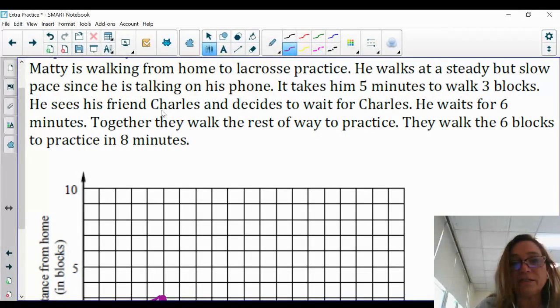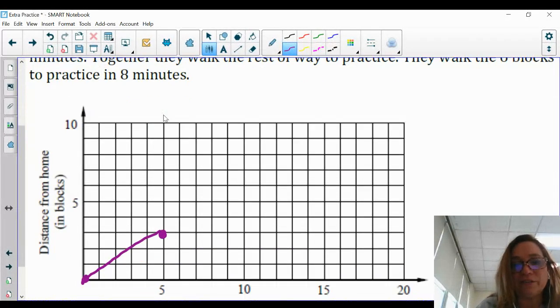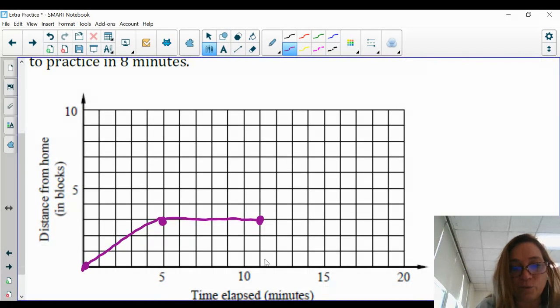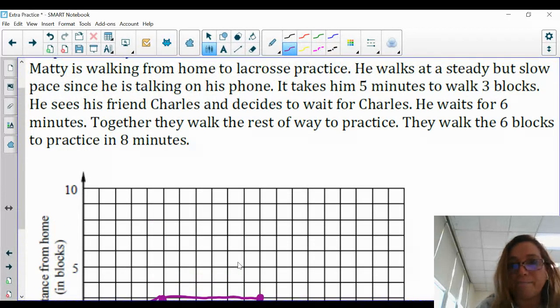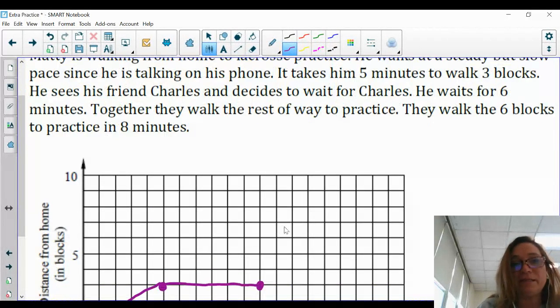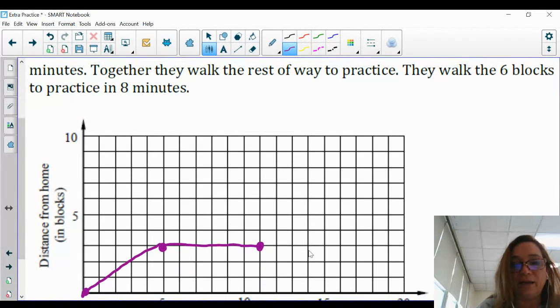He sees his friend Charles and he decides to wait for Charles, and he waits for 6 minutes. 1 minute, 2 minutes, 3 minutes, 4 minutes, 5 minutes, 6 minutes. And let me just double check that that goes to 11, and it does, because 5 plus 6 is 11. Okay. Together they walk the rest of the way to practice. They walk 6 blocks in 8 minutes. So remember, it's 6 more blocks, all right, in 8 minutes.